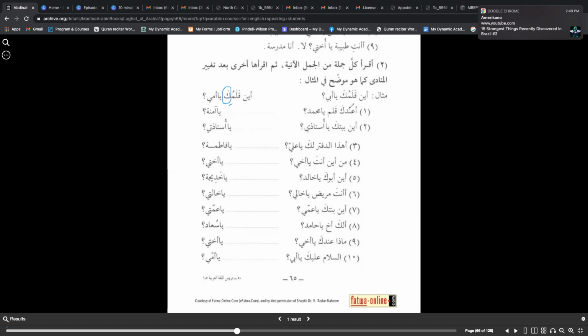So what do we have to change to make it correct? Would you say to a woman, عندك قلم يا aminatu? No, that wouldn't be correct because you're addressing a woman. So you have to change this to عندك. You make it the singular feminine form for you. The attached pronoun for you is ki instead of ka. So you say عندك قلم يا آمنة.